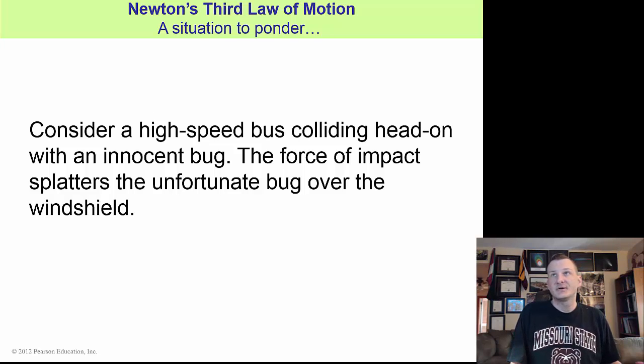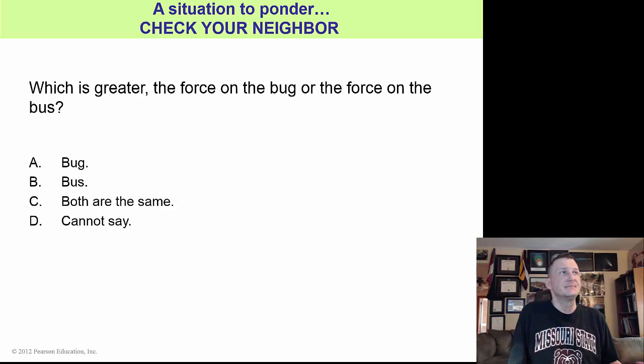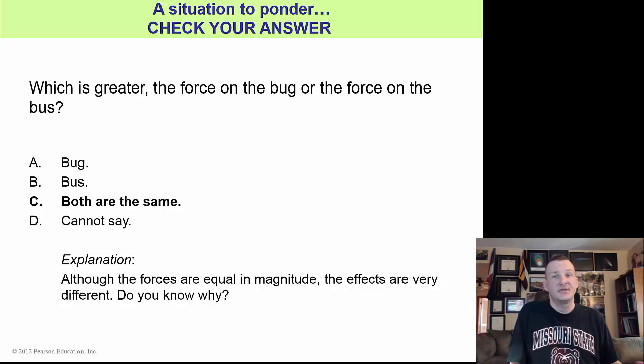So let's look at one more illustration here. Consider a high-speed bus colliding head-on with an innocent little bug. The force of impact splatters the unfortunate little bug all over the windshield. So consider this. Which is greater, the force on the bug or the force on the bus? What do you think? Well, they are both the same.